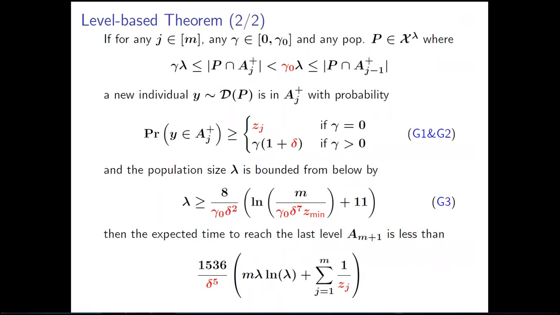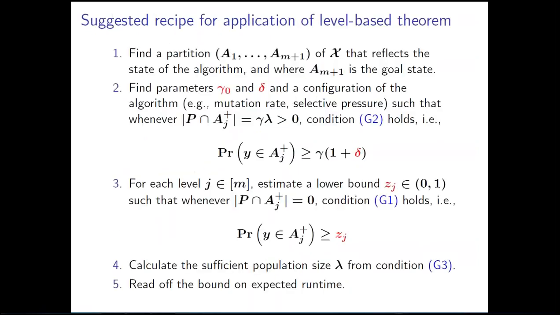Okay, so this is the theorem, and this is basically what you need to predict the runtime of many of these evolutionary algorithms. So here is a kind of recipe for how you apply this method. Suppose you have some problem. The first thing you need to do is to partition up the search space into these levels, A1 to AM plus 1. Then you need to find two parameters, gamma naught and delta, and a configuration of the algorithm. So you need to tune the mutation rate and the selective pressure so that the condition is satisfied. You need to make sure that if you already have some individuals at level j plus 1 or higher, then the probability of sampling individuals at j plus 1 or higher should be gamma times 1 plus delta. Okay, this is typically the hardest condition to satisfy.